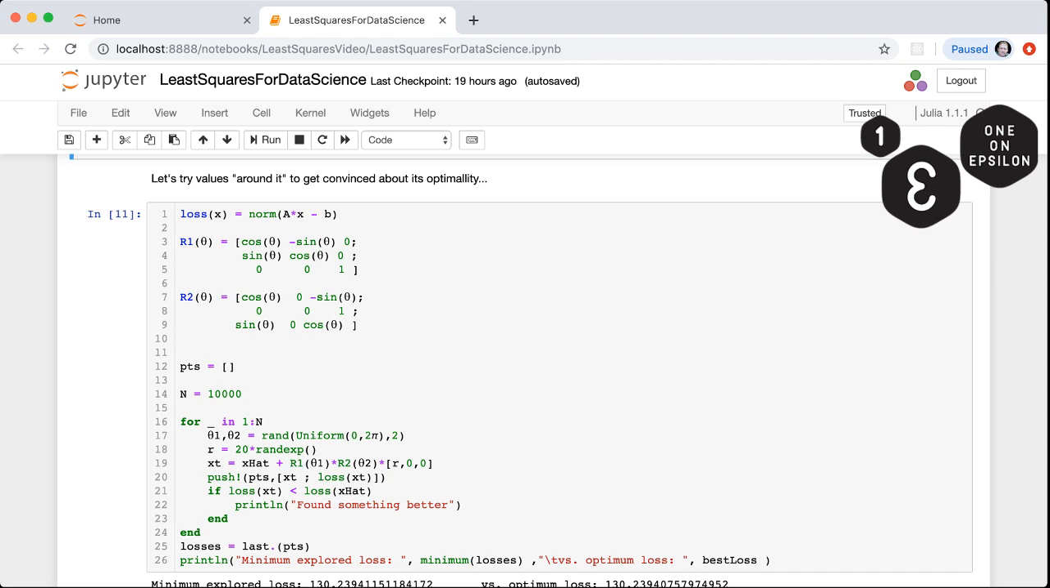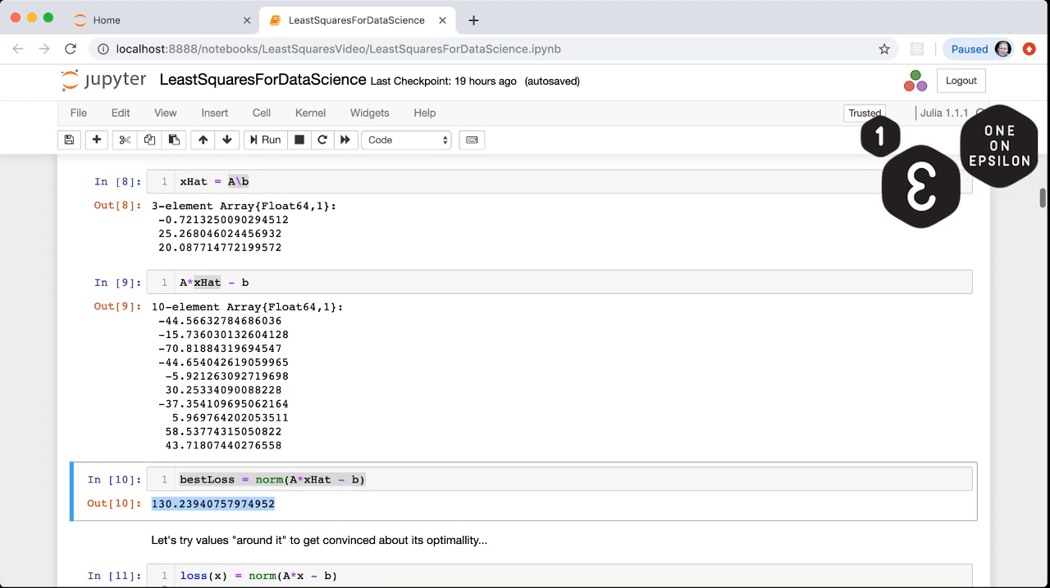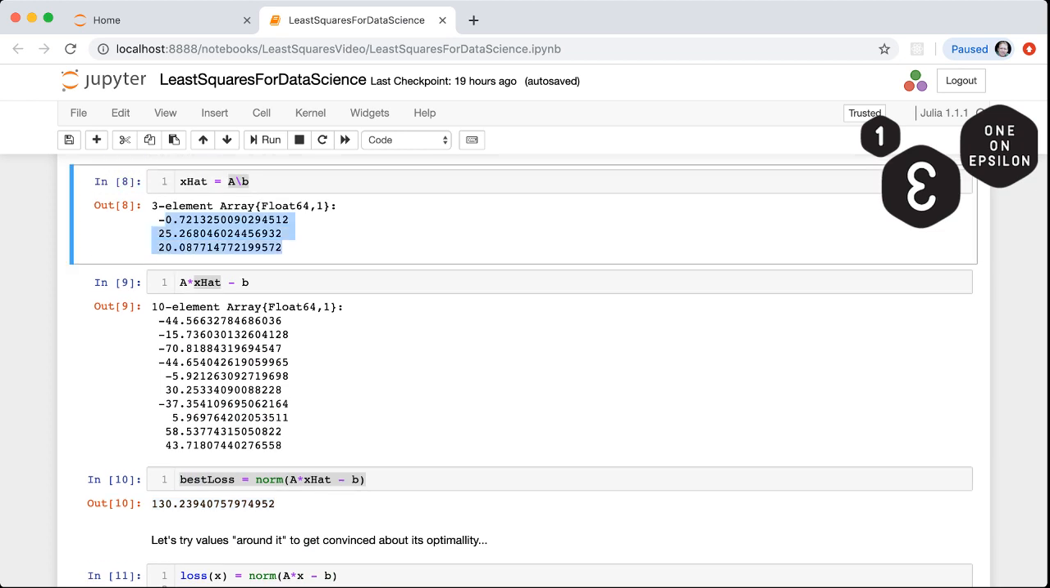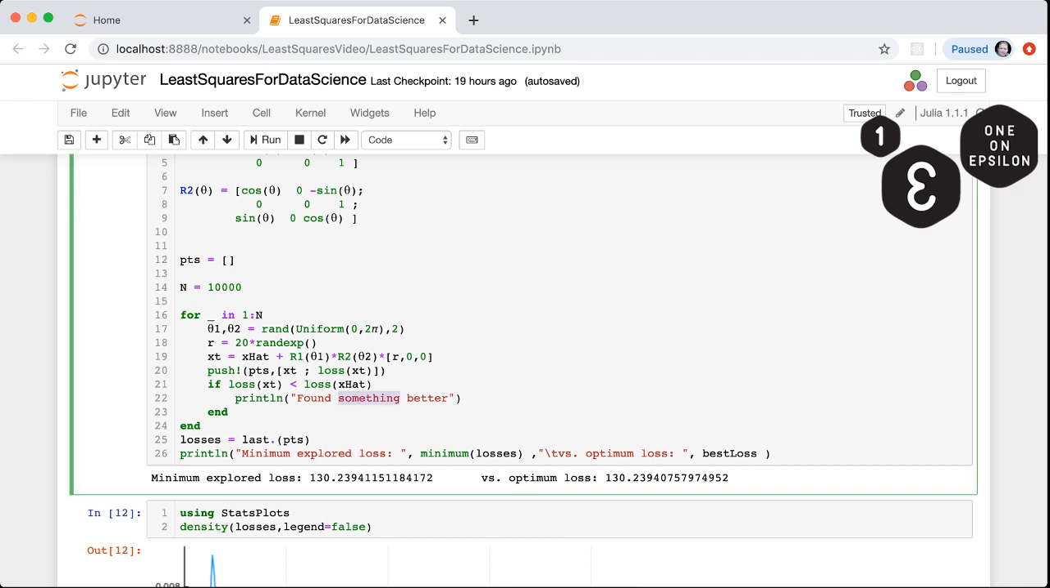Now, this code here goes around that point in R3, in three-dimensional space, and takes all kinds of random points around it and sees if we happen to do something better. And then it would call this line 22 and print "found something better." But that's not the case. This line is never called. We never find something better.